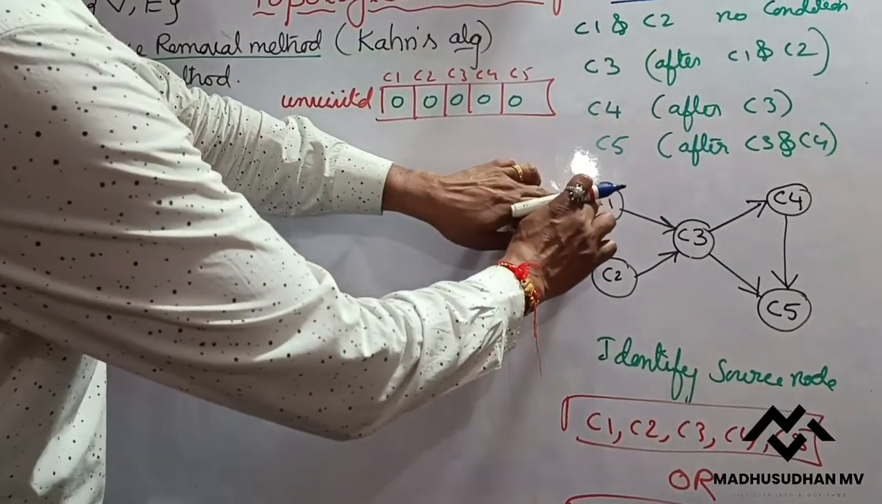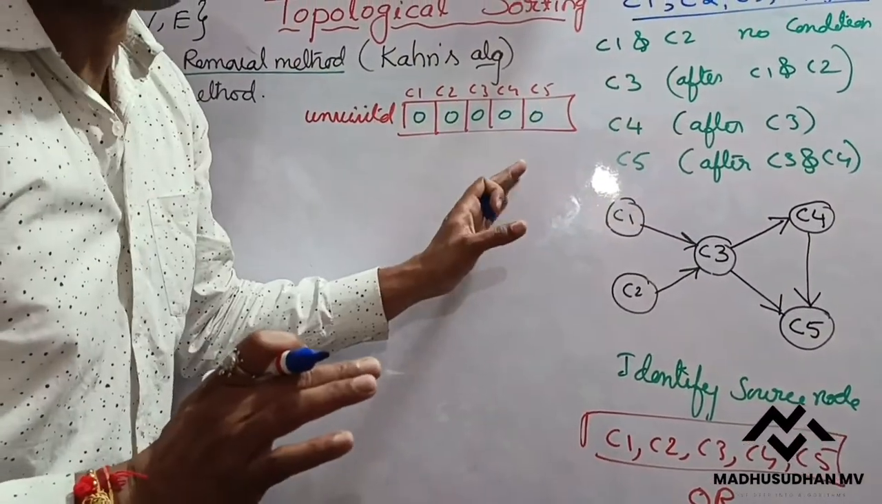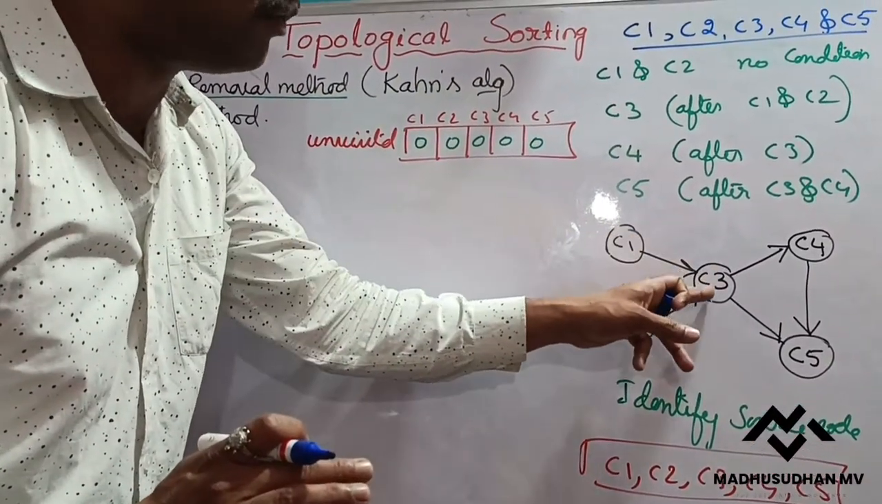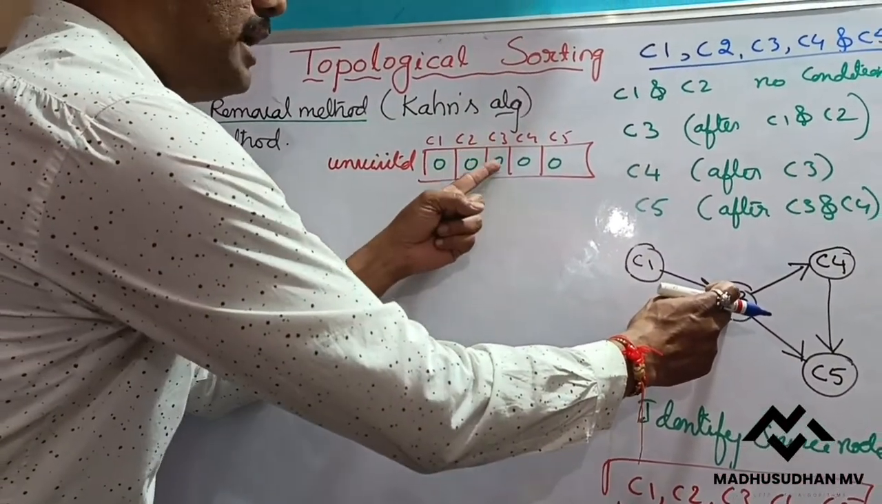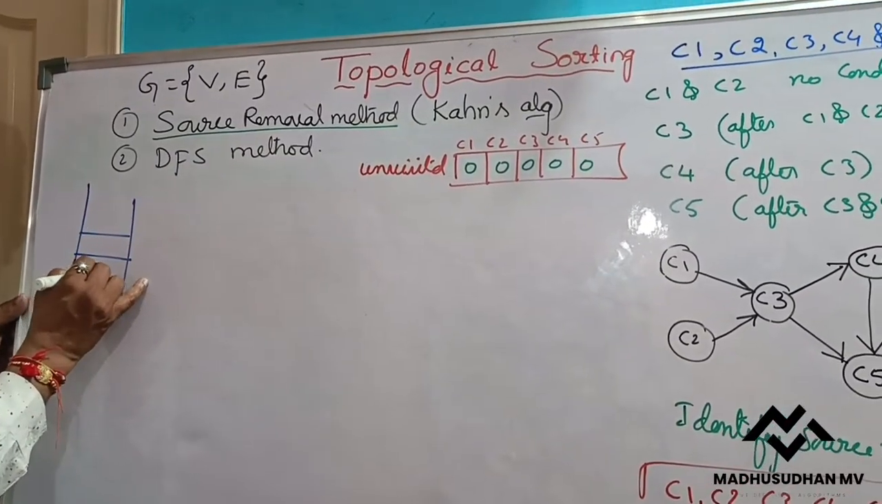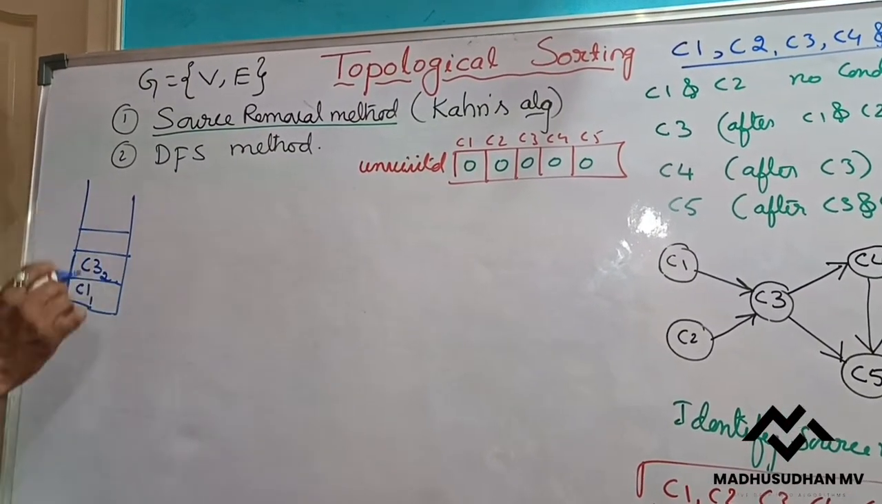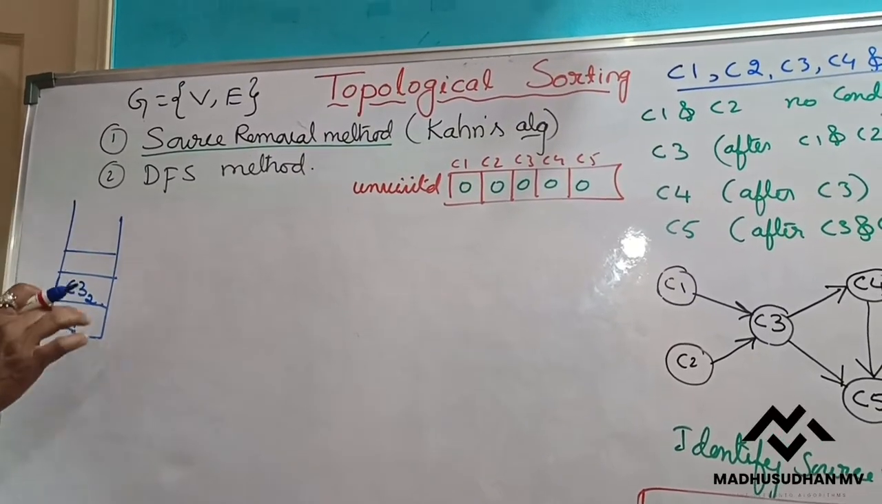Next, from course 1, which nodes can I move to? There is no other option. From course 1, I have to move to course 3 only. Course 3 is also unvisited, 0. So again, I am pushing that into my stack. Course 3 is the second one I pushed.